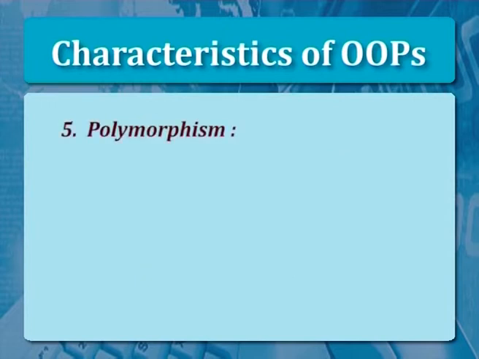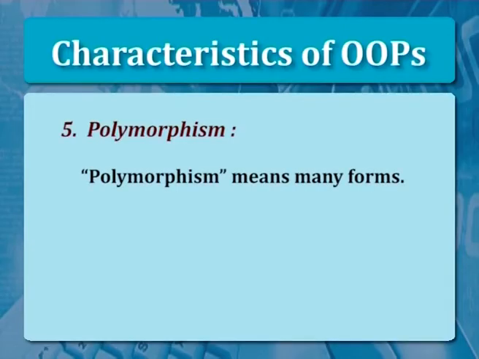Polymorphism. It is another main property of OOPS. In Greek, polymorphism means many forms. It is just like you have a nickname as well as a school name. The same person can be called by different names. This is polymorphism.